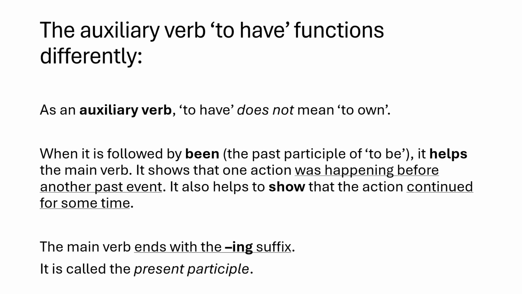As an auxiliary verb, to have does not mean to own. When it is followed by been, the past participle of to be, it helps the main verb. It shows that one action was happening before another past event. It also helps to show that the action continued for some time. The main verb ends with the ing suffix. It is called the present participle.